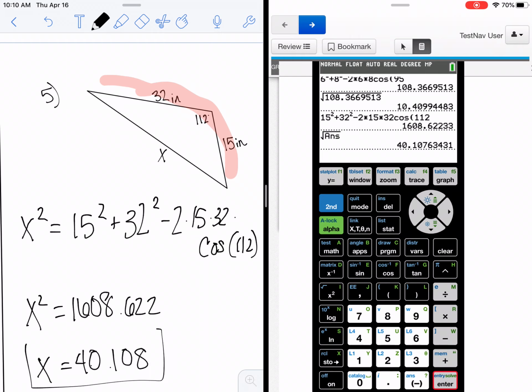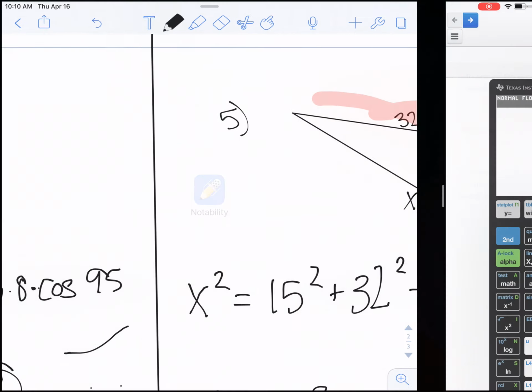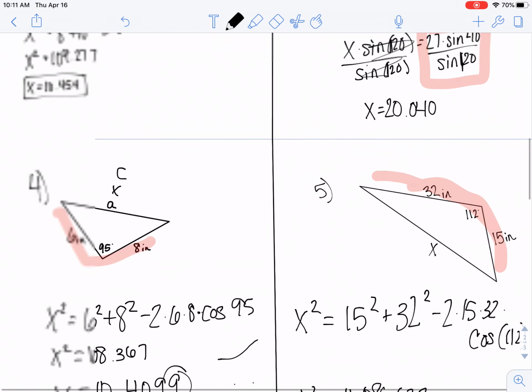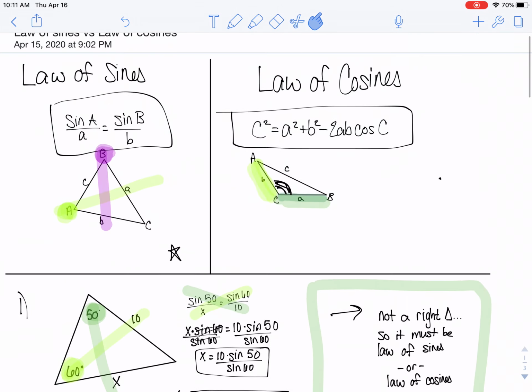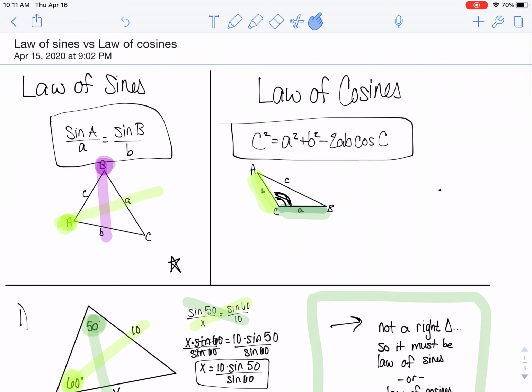40.108. Okay, so I hope this helps you realize that you have this calculator on your iPad, or how to put things into your calculator. But also, I watched the old lady try to use technology. Yep, not working. But also, how to do each type of problem, and how to decide when to use law of sines and law of cosines. Thanks for watching.